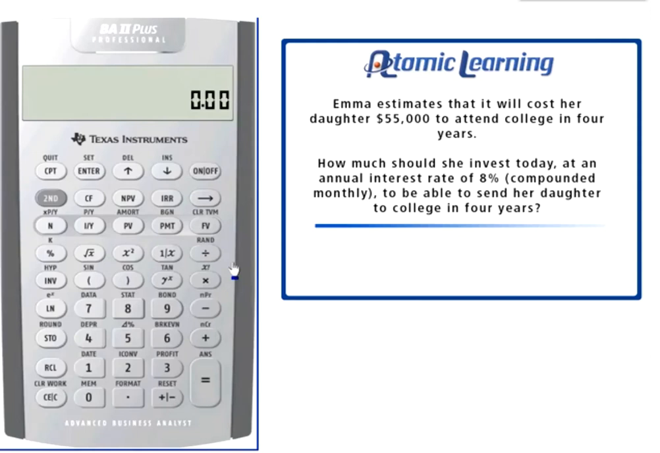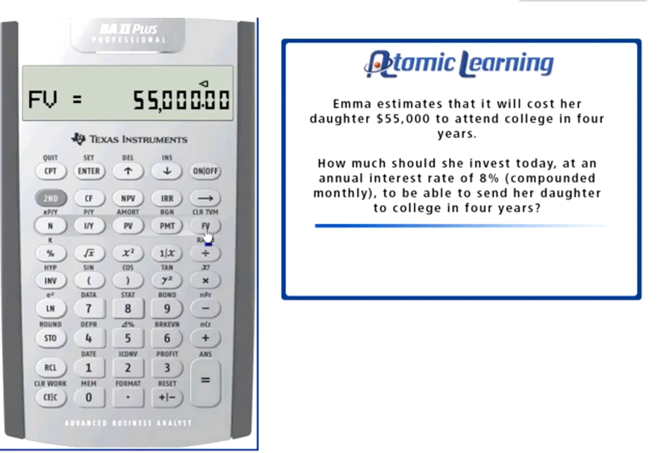Before we begin this calculation, let's clear the TVM variables. I'm going to press the second key and then clear TVM. Now let's input the variables that we have. We know that Emma needs $55,000 at the end of 4 years, so I'm going to press 55,000 and then press the future value, or FV key, on the right side of the TVM button row.